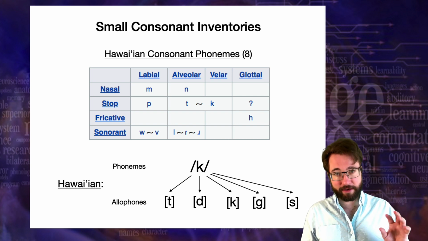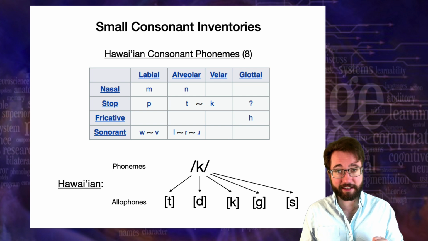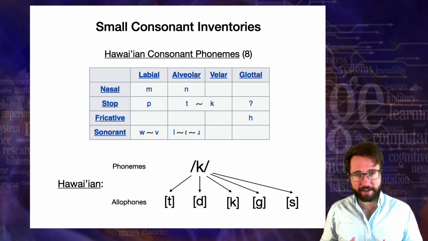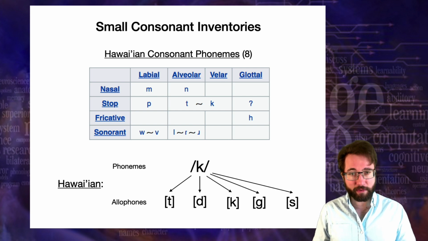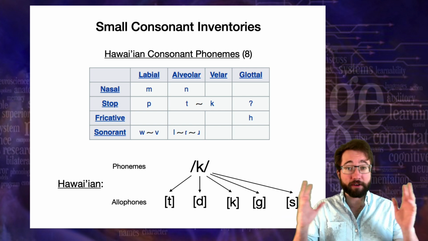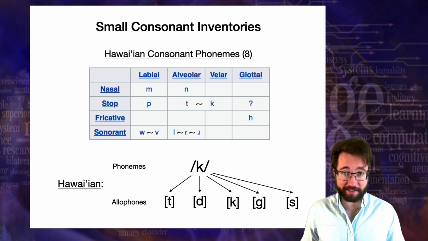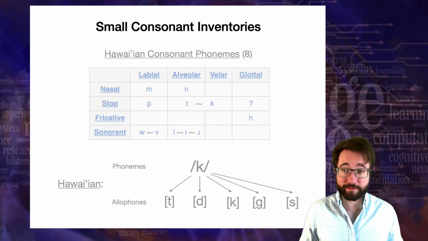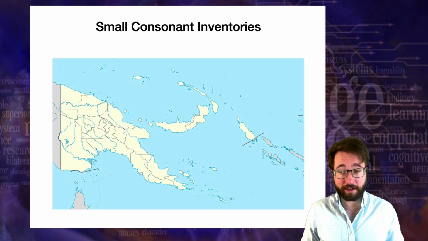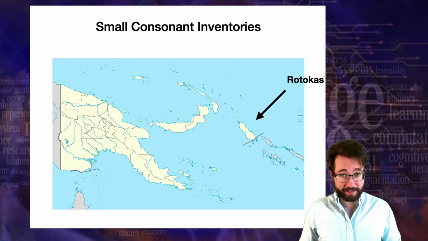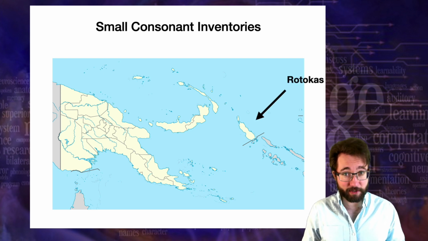So that's what a language with a small consonant inventory looks like. I'd like you to now ask yourself, is that as small as it can get? Can we have a language which has an even smaller consonant phoneme inventory, but which still functions as a language? Is this as small as it can get? Well, I'd like to show you another language. This is the language Rotokas, which is spoken on this small island to the north of Australia here.